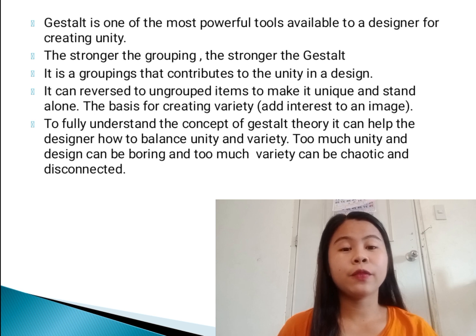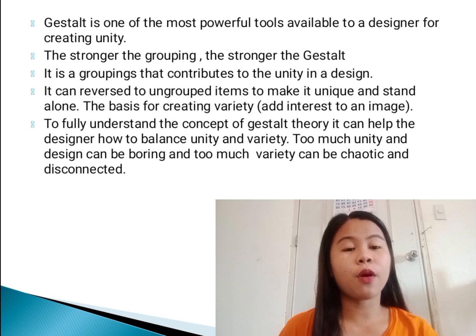It can be reversed to ungroup items to make them unique and stand alone, which is the basis for creating variety that adds interest to an image. To fully understand the concept of Gestalt theory, it can help the designer learn how to balance unity and variety. Too much unity in design can be boring, and too much variety can be chaotic and disconnected.